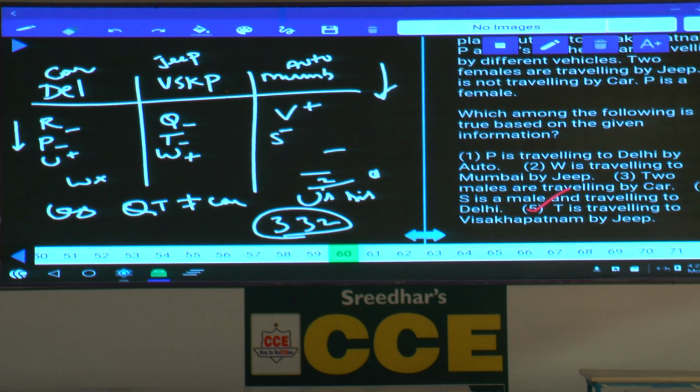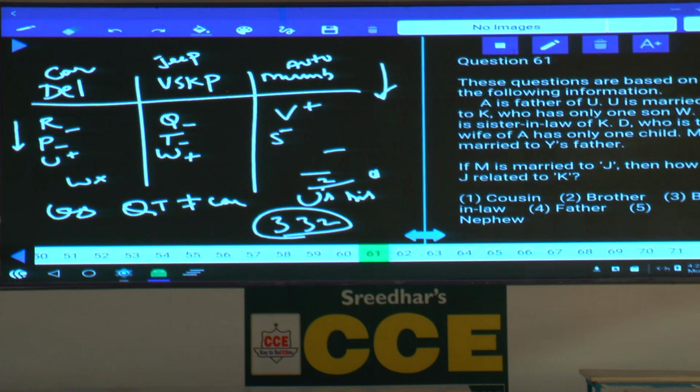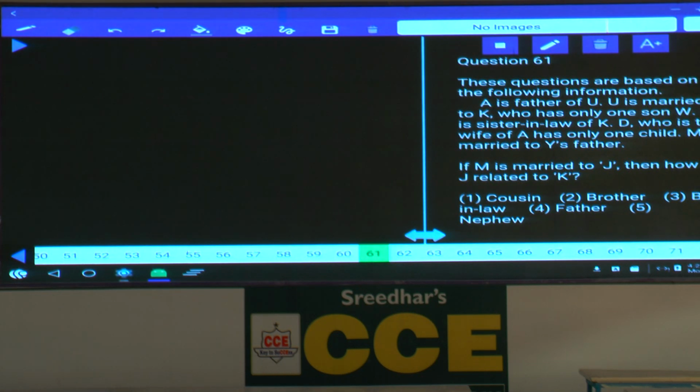Then 61 to 63. These 3 are based on blood relations. Now in these blood relations, A is the father of U. U is married to K. K has only one son W.